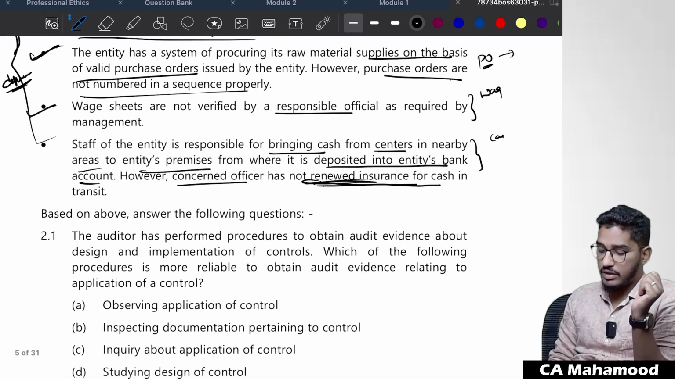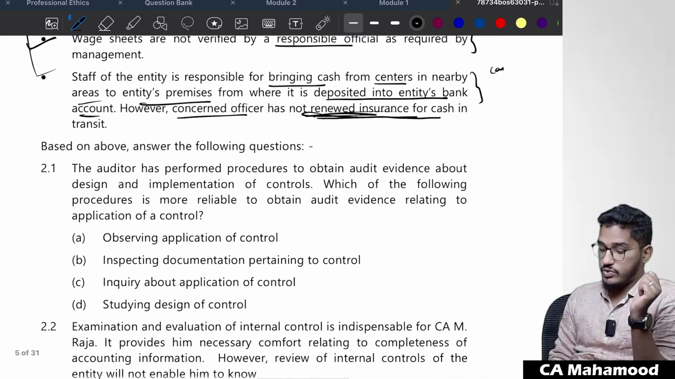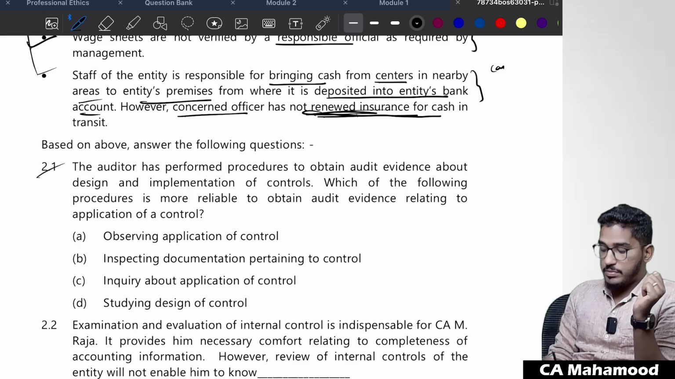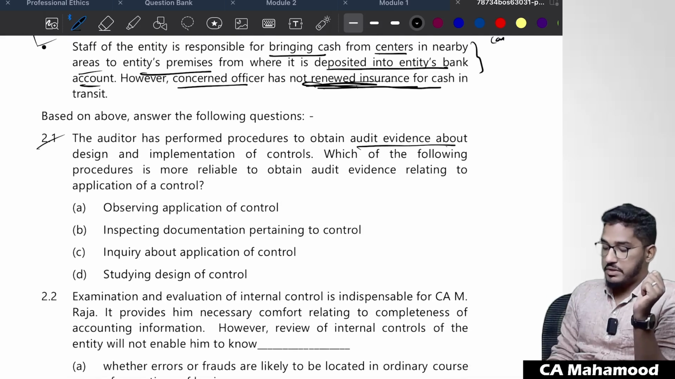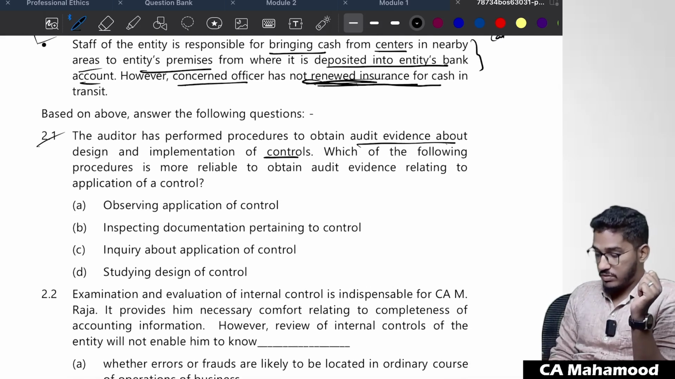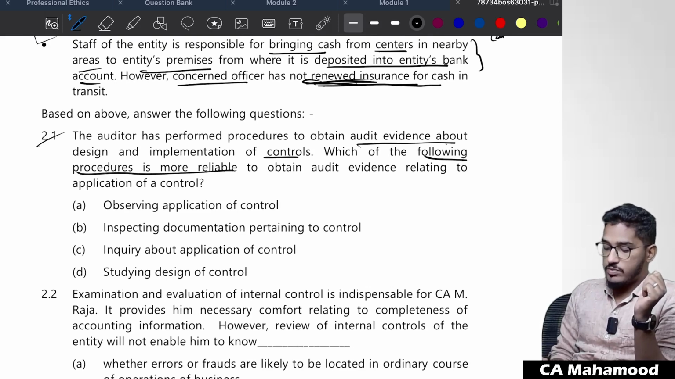Now on the basis of that, they're asking us to answer a few questions. What are they? The auditor has performed procedures to obtain audit evidence about design and implementation of controls. Which of the following procedures is more reliable to obtain audit evidence relating to application of control?